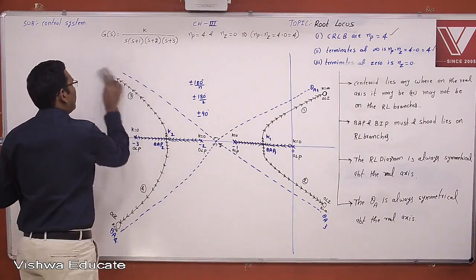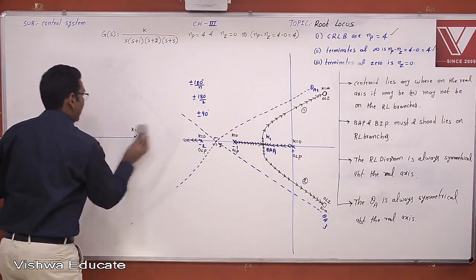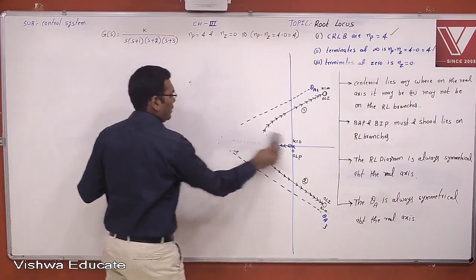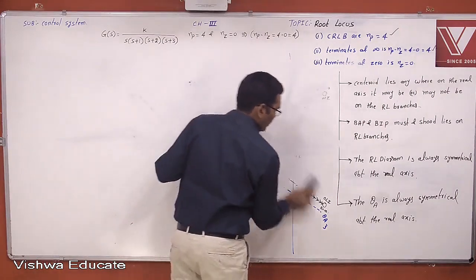For this particular problem, you can solve everything: breakaway point, break-in point, gain at breakaway point, gain at break-in point, and when it is over-damped, under-damped, critically damped. Everything you can easily calculate.